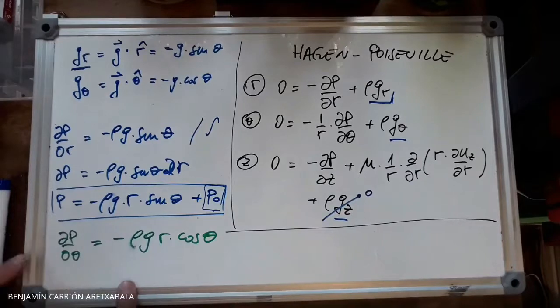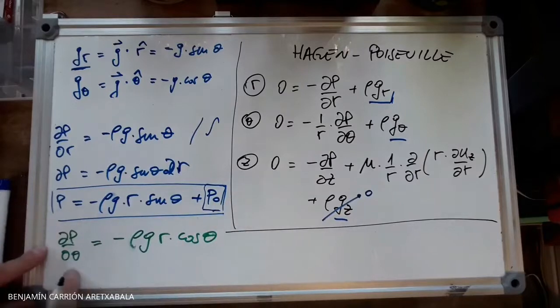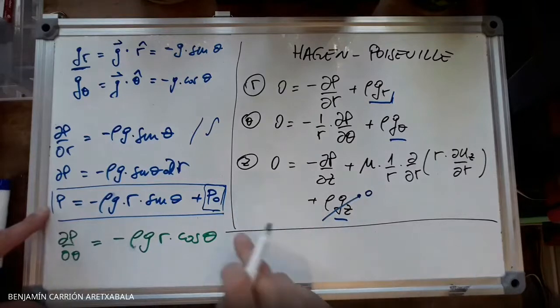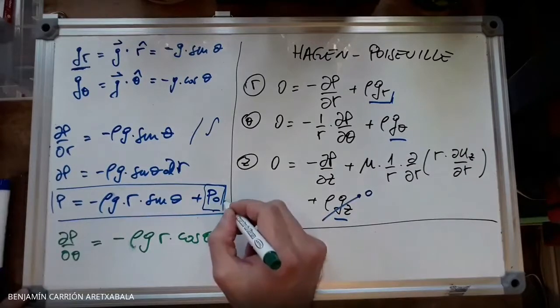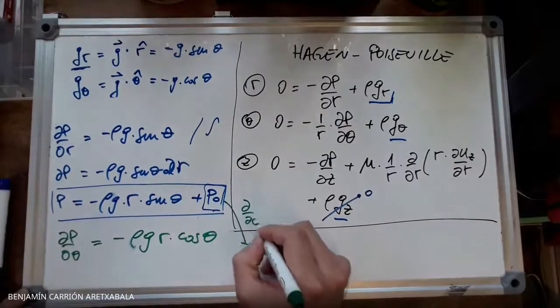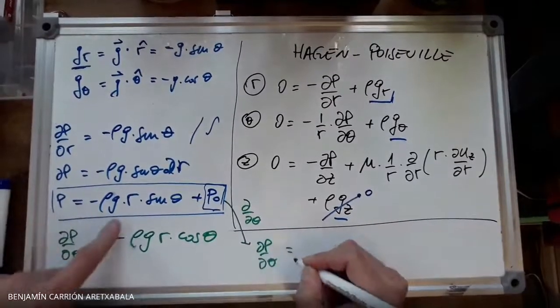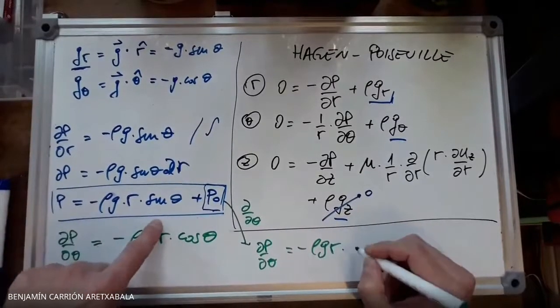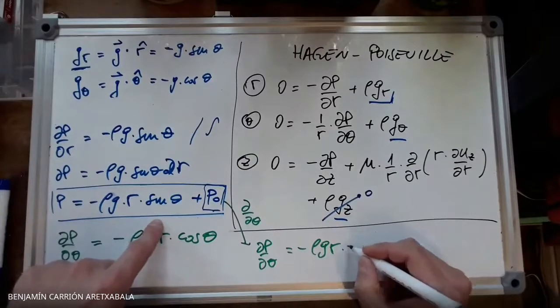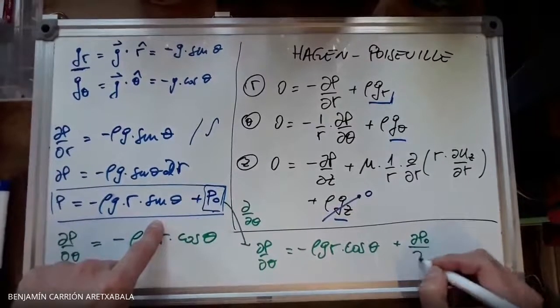So what we can do is take this expression for P and differentiate it with respect to theta. I'm sorry for the mess. This is a rather small blackboard, but I'm going to differentiate it with respect to theta. So dp over d theta is going to be this value here, which is constant, rho g r, and the derivative of sine is cosine, so cosine theta, plus dP0 over d theta, right?